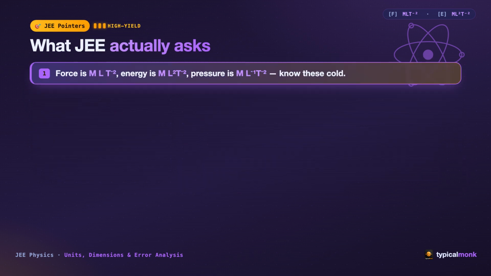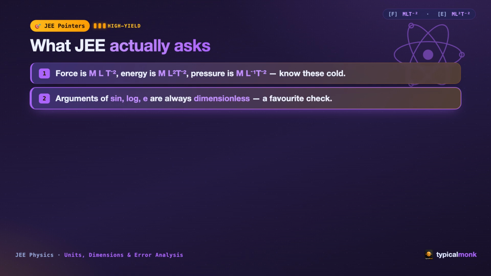Now sit up straight. These 5 lines are what JEE actually asks year after year. 1. Force is mLt to the power minus 2. Energy is mL squared t to the power minus 2. And pressure is mL to the power minus 1 t to the power minus 2. Know these cold. They should come faster than your own name.